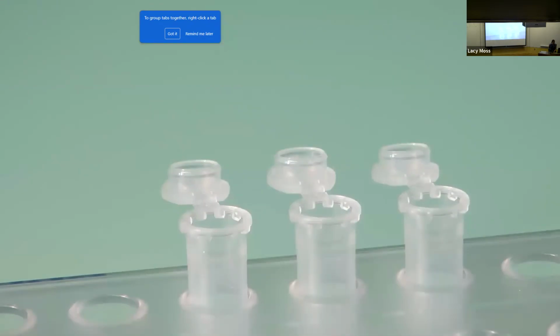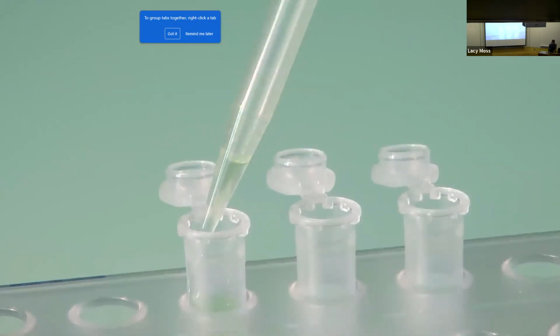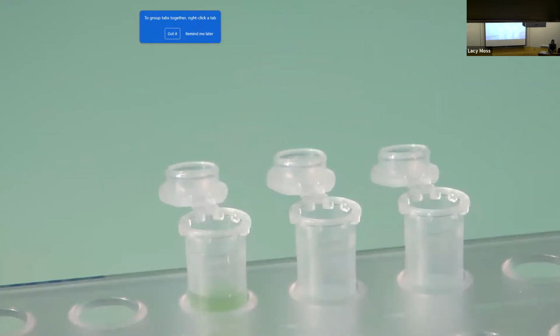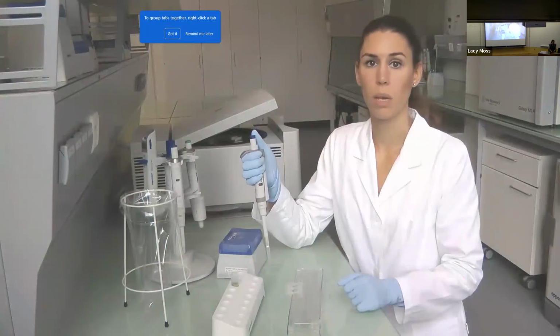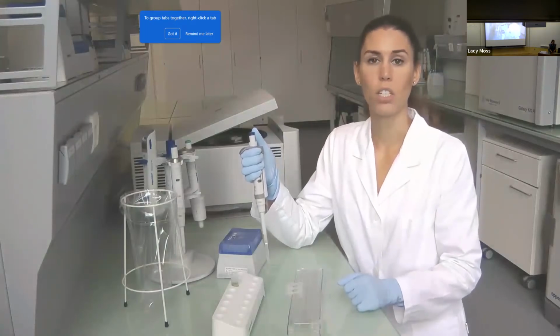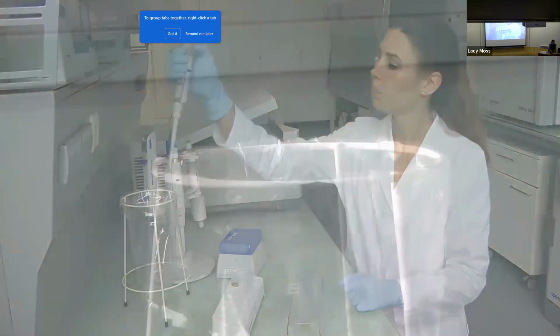Press the control button down to the first stop. Then perform the blowout by pressing further down to the second stop. This ensures that the tip is emptied completely. The last step during pipetting is ejection of the tip into a garbage bin by pressing the ejector button.